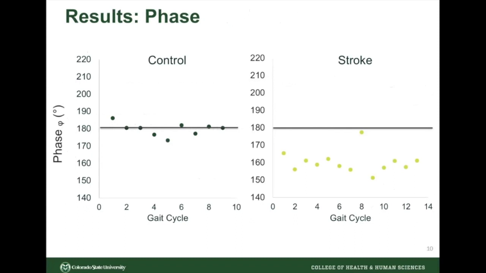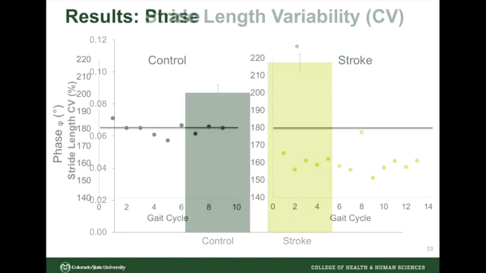Here is a data sample taken from a control and a stroke individual from our study. Just to give a visual representation of phase, this is what it looks like compared between the stroke individual and the control participant. Each point represents phase that was calculated for a gait cycle. As you can see, the individual with stroke shows a much larger deviation from 180 degrees, as well as a much more variable phase compared to the control. From here on, for the rest of the results, I will be using dark green color to indicate control and light green for stroke data.